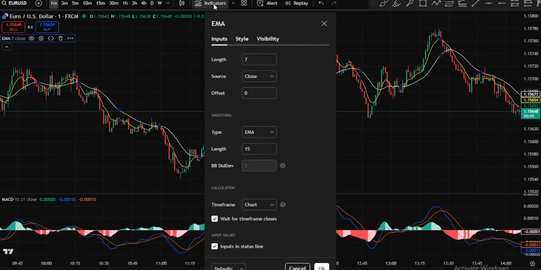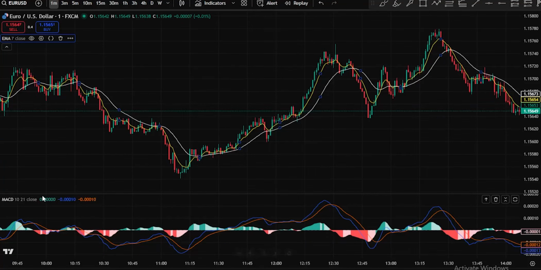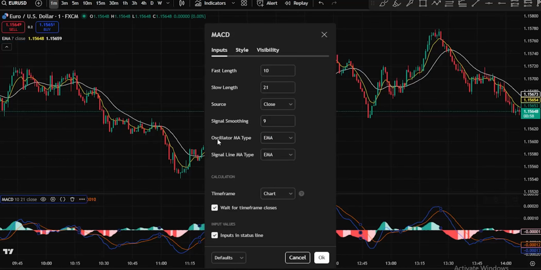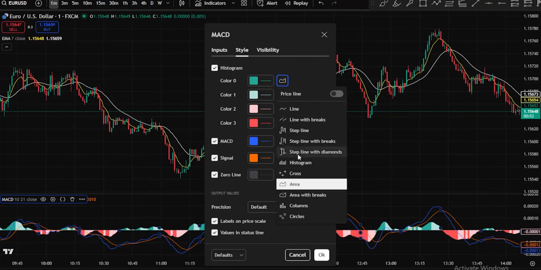Part 2. Indicator settings. So let's get to the settings. EMA 7. Color, for example, blue. EMA 15. Color, red. MACD. Default settings 12, 26, 9, and change the histogram style to area. You can add these very easily on platforms like TradingView.